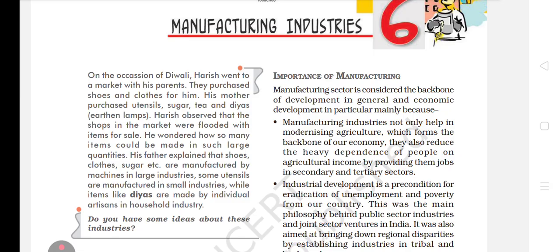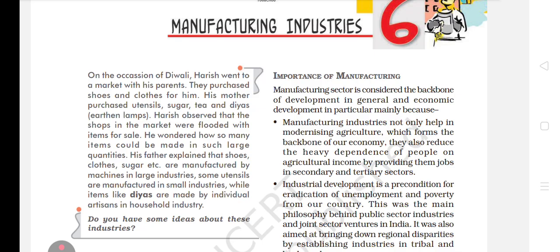So, dear student, you know very well that on the occasion of Diwali, when we go to buy many items, like today, now Diwali is going to come very soon, isn't it? So you people will also go to the market with your parents. You will see there that there are many diyas, many earthen pots, because usually in Diwali we light diyas, isn't it? We do all these things, so that's why we go to the market to buy these things. In the same manner, Harish also went to the market with his parents. He saw that there were many earthen pots, many diyas and all.